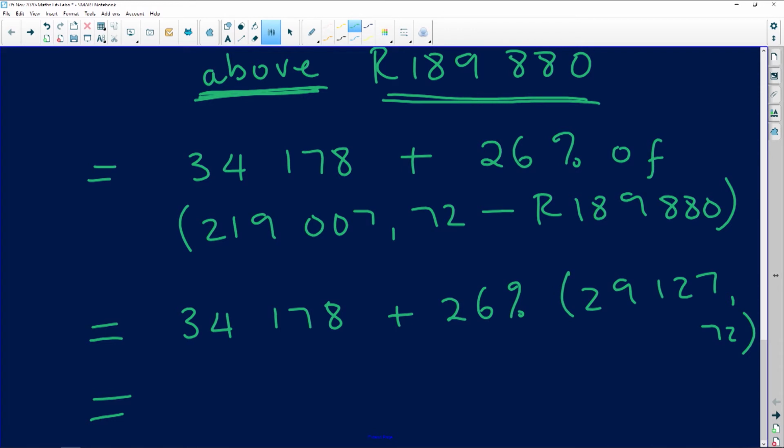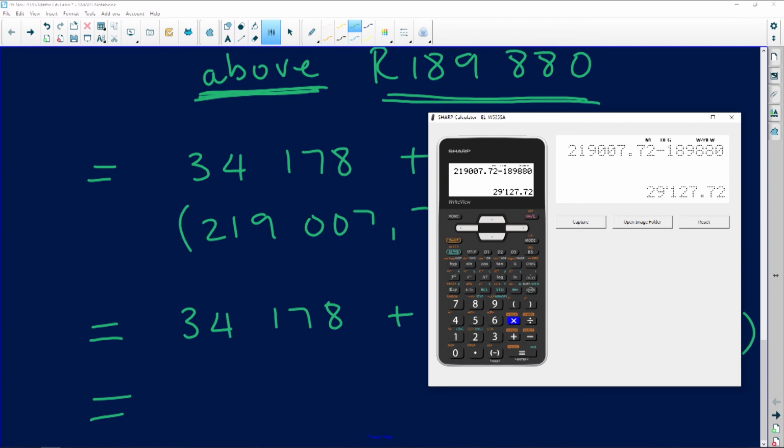Now I want 26% of this, guys. How am I going to find 26% of this? 26% of that number, I'll just go to that number, times 26 all over 100. 7,573. What I'm going to do now is just add it. Plus 34,178. There we go.